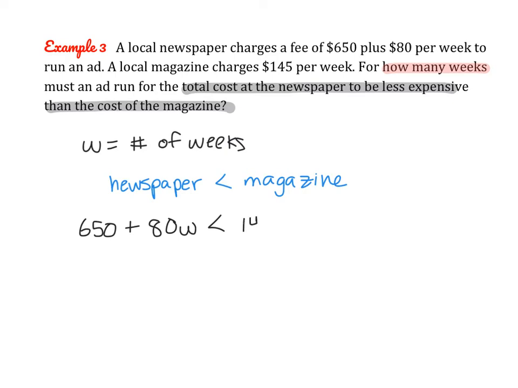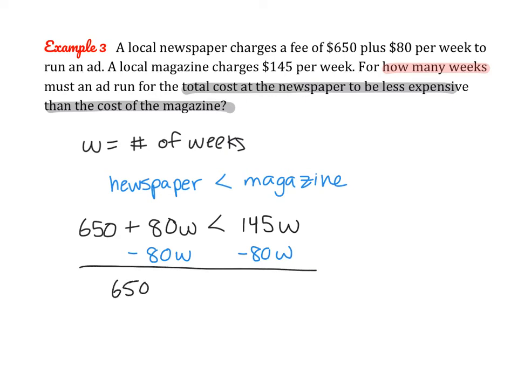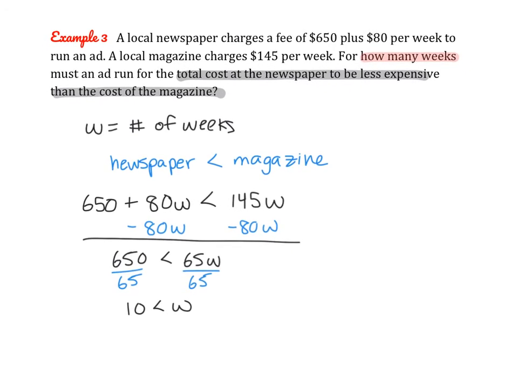So 145W. And now we need to solve. So let's subtract 80W from each side. And then let's divide both sides by 65. So we get 10 is less than W, or if it helps, W is greater than 10.